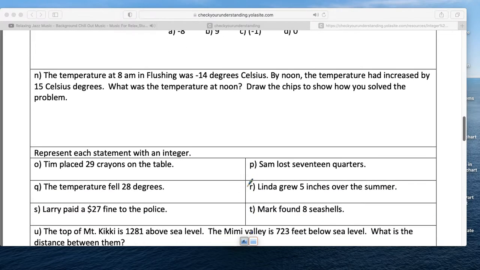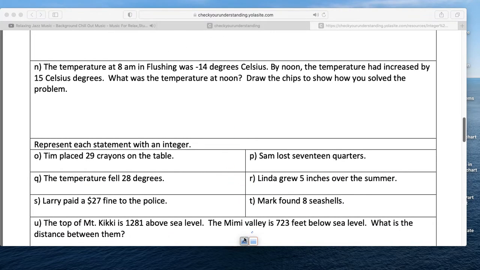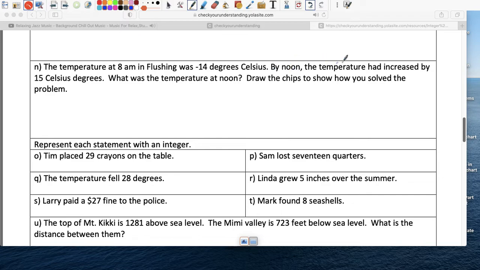Okay. The temperature in Flushing at 8 a.m. is negative 14. By noon, the temperature increased by 15 degrees. So what's the final temperature? Let's set this up. I start with negative 14. I'm adding, because we're increasing, so I'm adding this particular value to it, and my answer is 15.